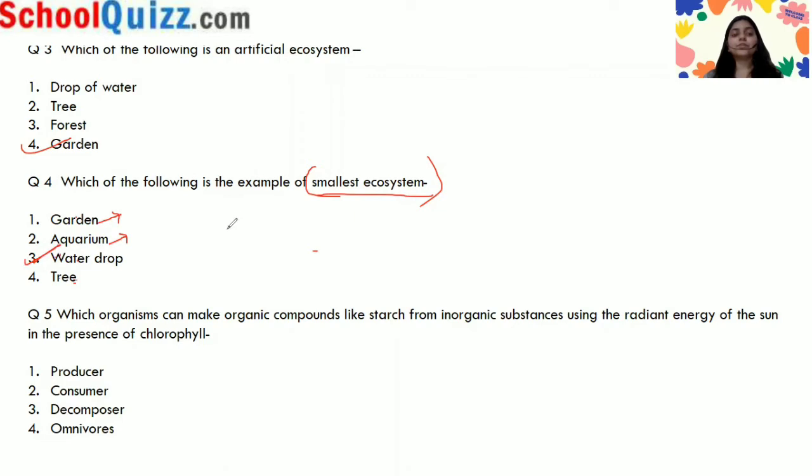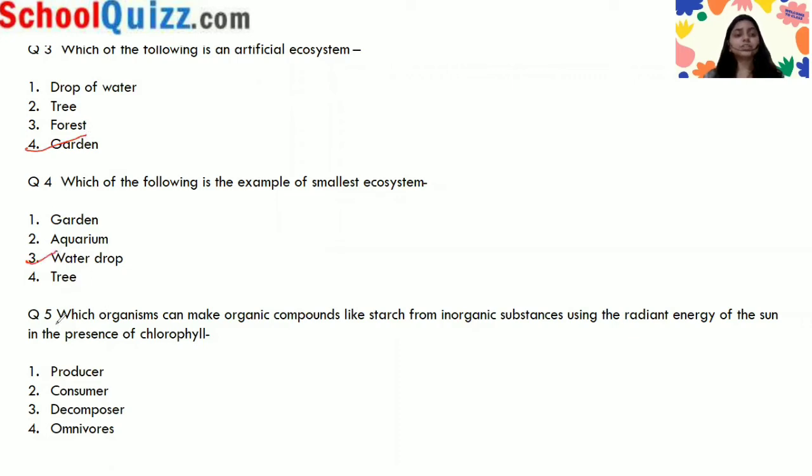I have told you that a drop of water is also an ecosystem because there are many micro bacteria in this drop. Why? Because the bacteria are the biotic components, and the water itself is the abiotic components. They are interacting with their environment, so this is also an ecosystem, and this is the smallest ecosystem. So the answer will be water drop.